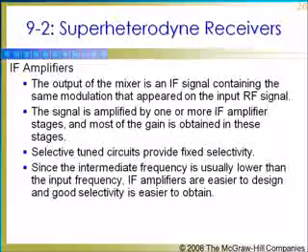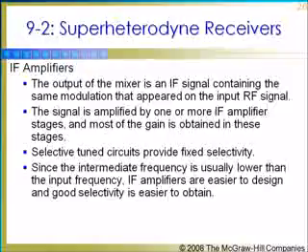The next one is the IF amplifier. The output of the mixer is an IF signal containing the same modulation that appeared on the input RF signal. The signal is amplified by one or more IF amplifier stages, and most of the gain is obtained in these stages. Selective tuned circuits provide fixed selectivity.